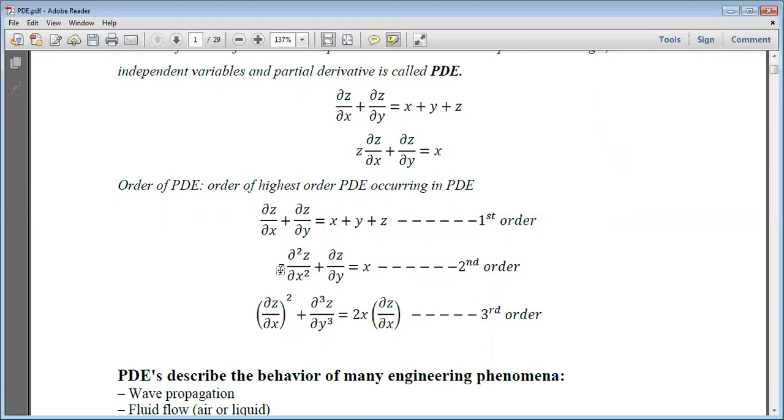Then z ∂²z/∂x² plus ∂z/∂y. Here, the highest order derivative is second order. So this equation is a second order PDE. Here, (∂z/∂x)² plus ∂³z/∂y³ is equal to 2x ∂z/∂x. The highest order derivative is third order. This is a third order equation. Why? Because (∂z/∂x)² does not determine the order of the equation. The order of the equation is given by ∂³z/∂y³.